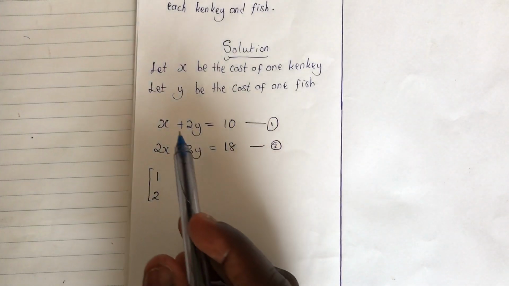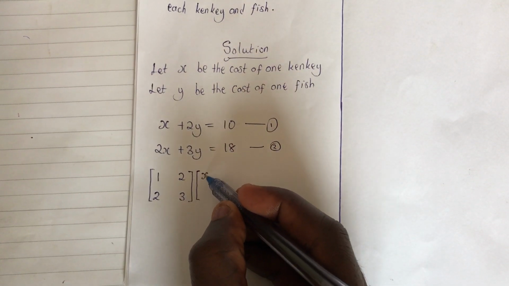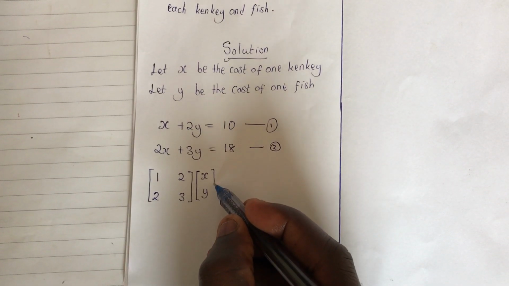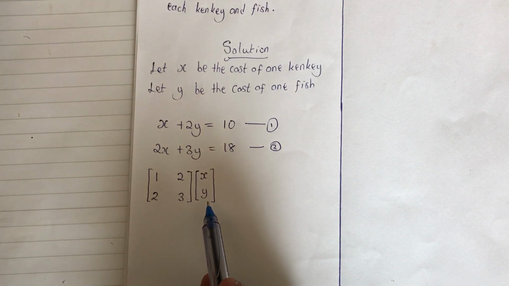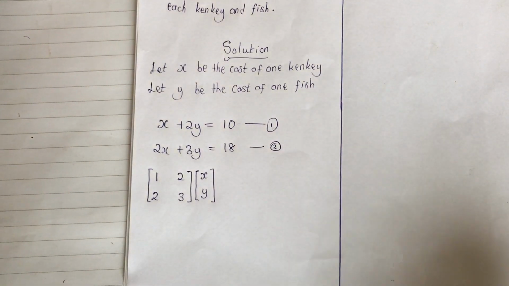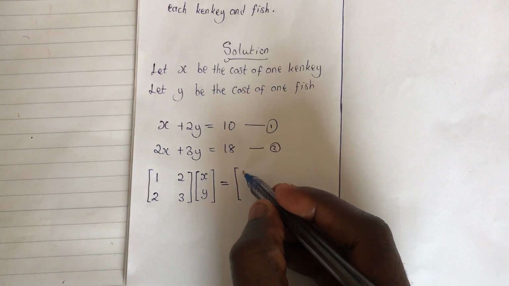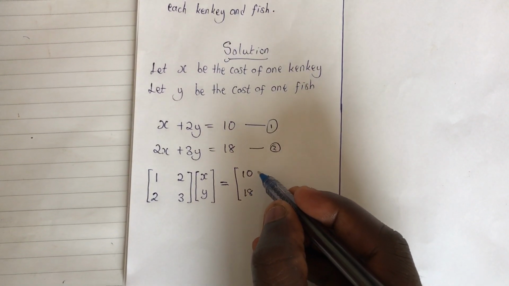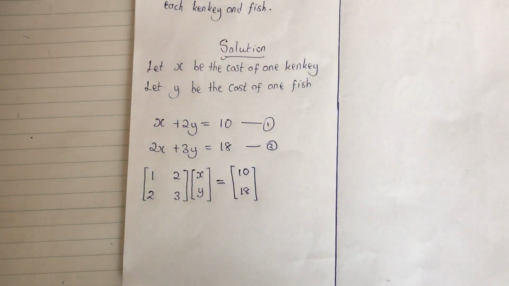Multiply this by x, y. Remember, you cannot interchange y and x. You can't say y and x. It's always x and y. Then equate the result to the costs, which are the constants, 10, 18. Now that is it. We are done writing that.